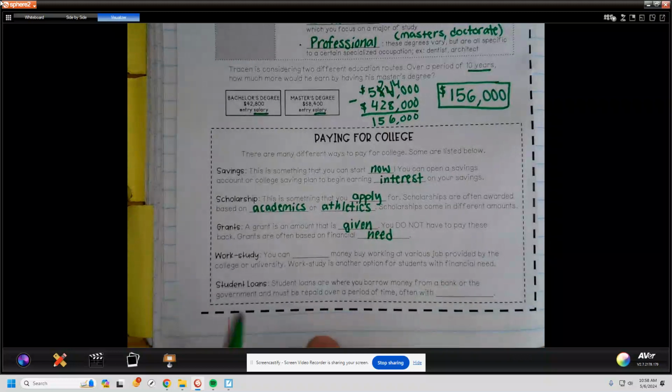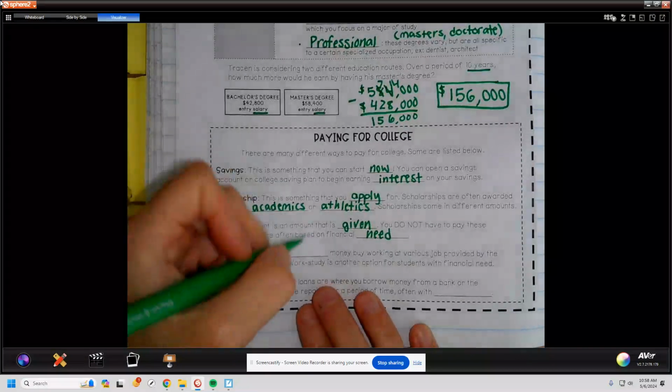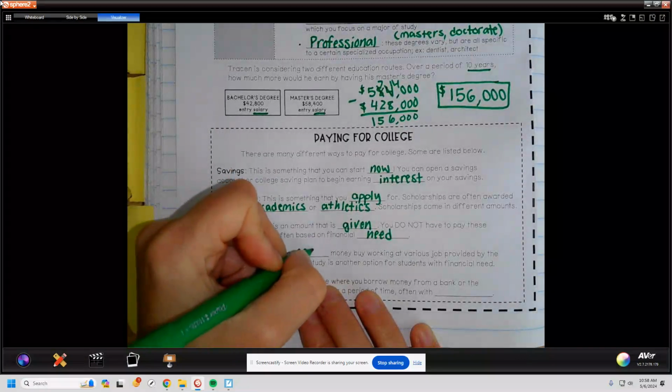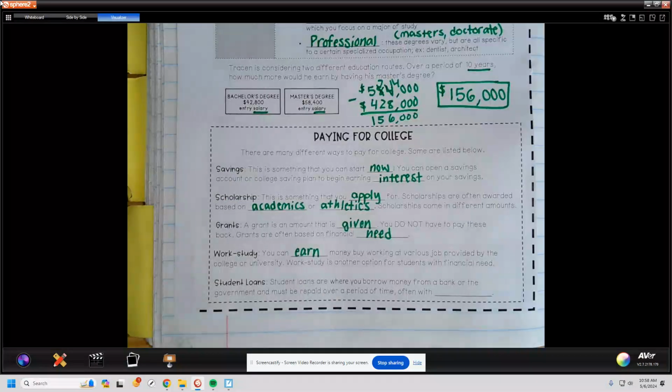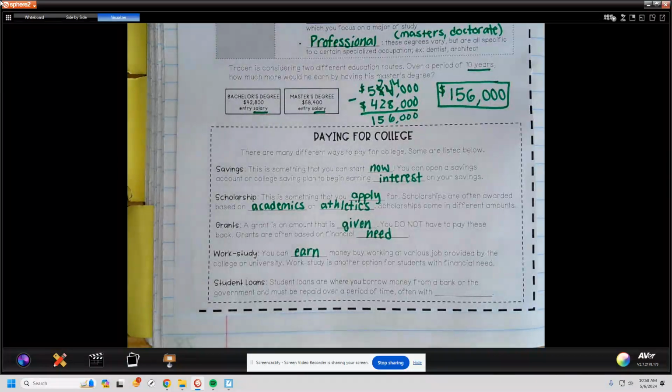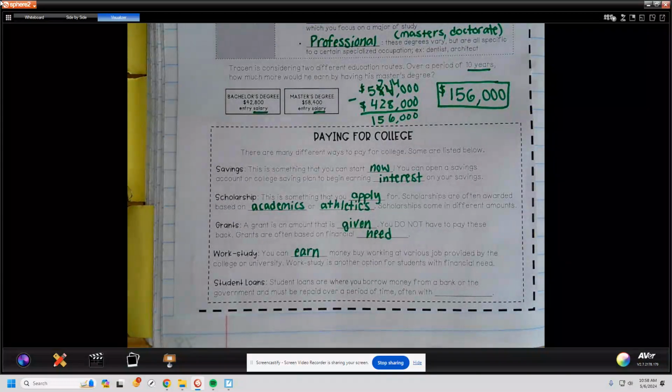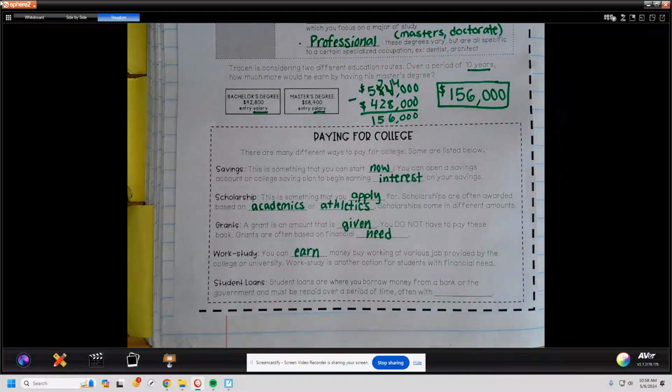Next thing is a work study. This is a pretty good deal. You can earn money to go to school by working for the college. Like when I was in college, some of my friends worked at the gym or worked at the front desk at the library. So you work and then they'll help you pay to go to school.